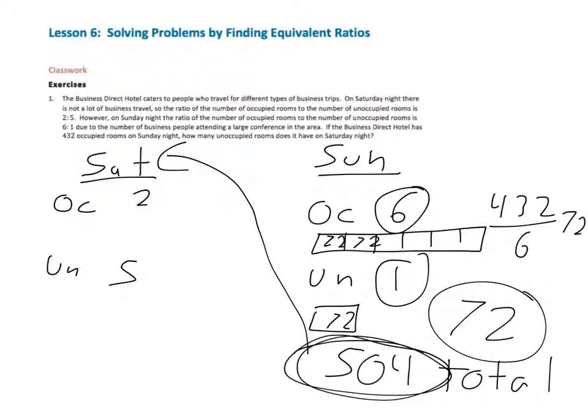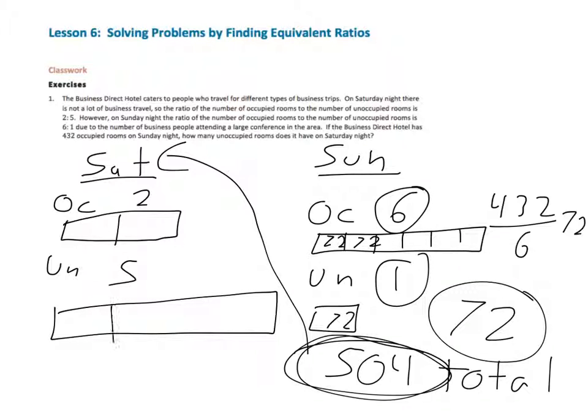Okay. Well, again, we can start with our tape diagram of 2 occupied rooms and then 5 unoccupied rooms. There we go. So now we can take that and split up the 504. Well, 504 is a total, so we need to figure out how many total sections we have. We have 2 here and 5 here. So 2 and 5 is 7. We have 7 total sections. So we do 504 divided by 7, and you would get 72. So there's 72 in each section.